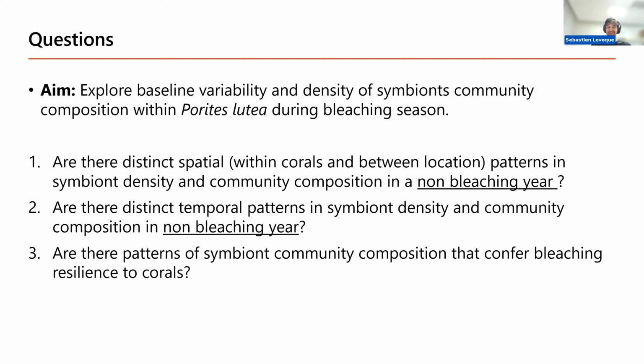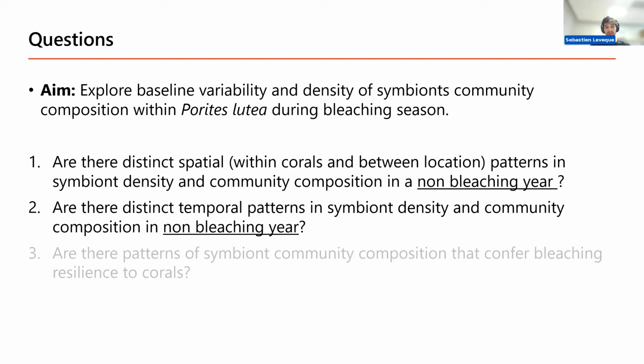First, are there distinct spatial patterns in the symbiont density and community composition in a non-bleaching year? Second, do these patterns also have a temporal aspect within the symbiont density and community composition as well? And the third one is to explore if the symbiont community composition might confer bleaching resilience to coral, so they could cope with different climate changes or potential future bleaching events. During this presentation, I will only be displaying the first two questions of this topic.